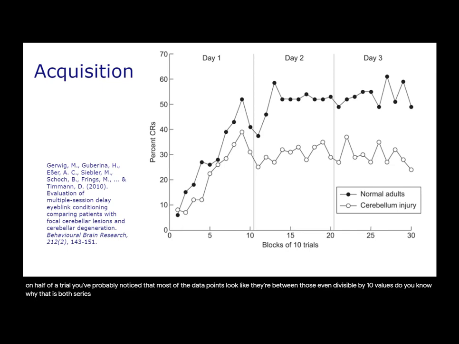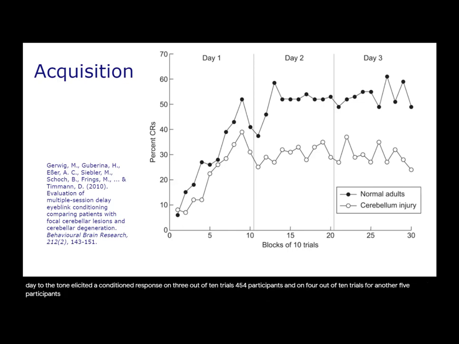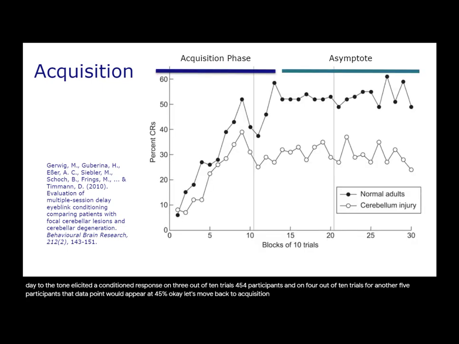Both series, the filled and the open circles, show the average percent CR for multiple participants. So, for example, if at the beginning of day 2, the tone elicited a conditioned response on 3 out of 10 trials for 5 participants and on 4 out of 10 trials for another 5 participants, that data point would appear at 45%. Okay, let's move back to acquisition.